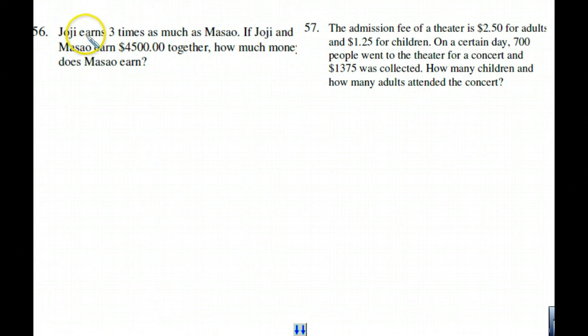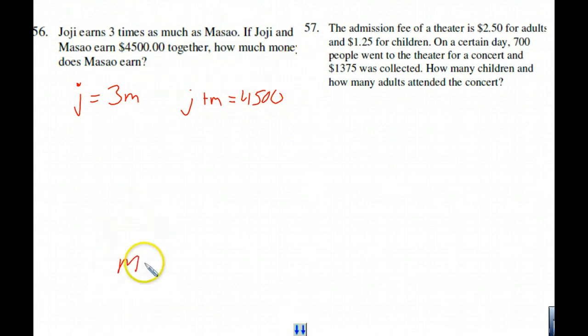56. Okay, Joji earns 3 times as much as Masao. Joji and Masao both earn $4,500 together. How much more money does Masao earn? Alright, so we know that Joji equals 3 times as much as Masao, J equals 3M. Together, we add them up, J plus M equals 4,500. And we want to know how much more Masao earns, so really we want to know what the difference equals.